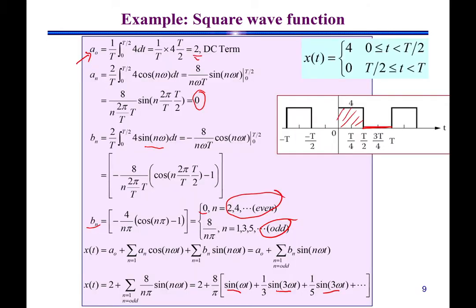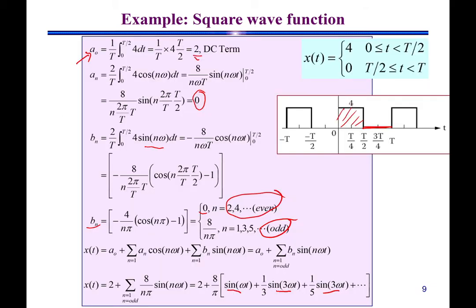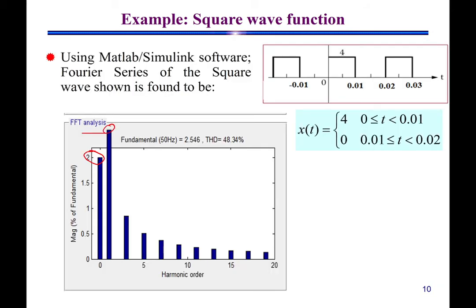We can do the same thing by using MATLAB. We need to generate such a kind of waveform in MATLAB. We can use Simulink, and over there we can also do Fourier analysis, and this one will be the result. So the DC component will be 2. The fundamental component will be around 2.5 as it is shown over here. So 8 over pi is around 2.5 something. And then this is the third harmonic. So this is the fundamental, this is the third, fifth, and so on.